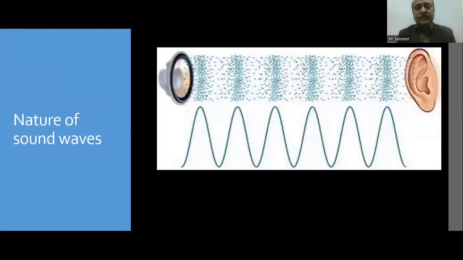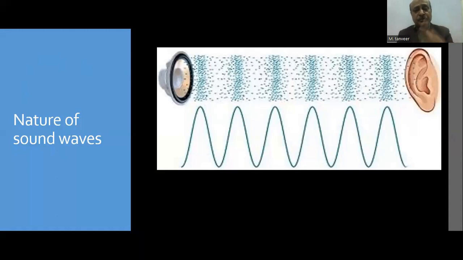This is the loudspeaker. Its surface is vibrating. When the surface is vibrating, then the places where particles of air are close with each other are called compressions. Where particles of air are far apart, this portion, this is called rarefaction. So the surface of the loudspeaker is vibrating. Compression, rarefaction, compression, rarefaction.